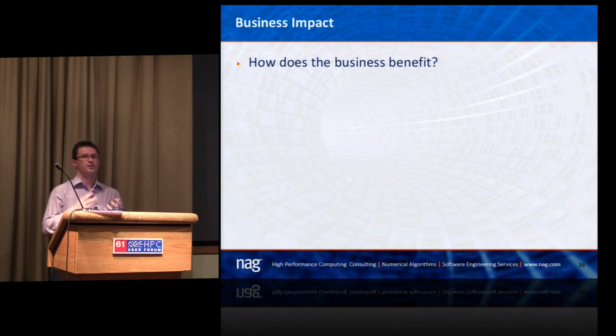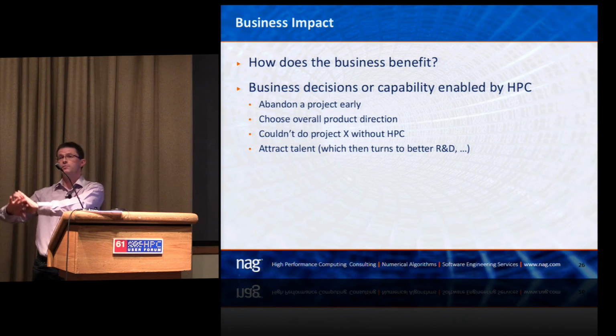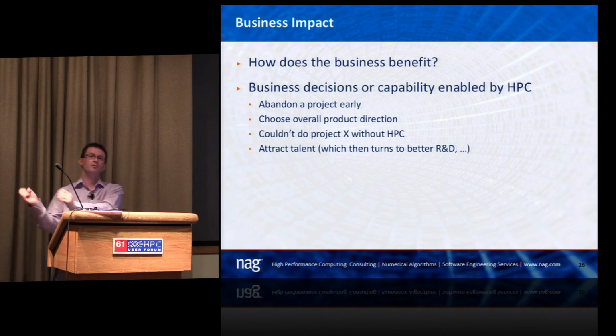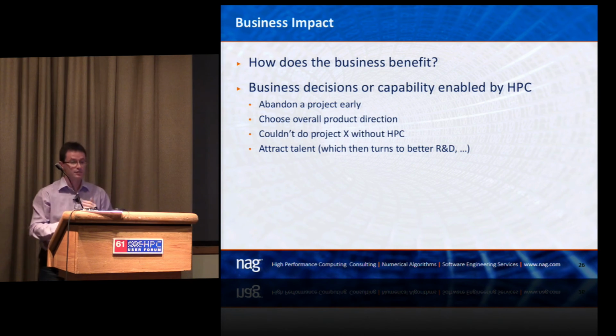One of the other ways of measuring the value of the system is really looking not at pure cash terms, but looking at business impact. How does the business benefit overall? What are the business decisions or capability that's enabled by the HPC? Stop spending money on that part of the research project and move those resources into a different part of the project life frame or a different project option, and that improves the overall performance of the company. As I say, choosing the overall product direction, for example, could not do Project X without HPC.